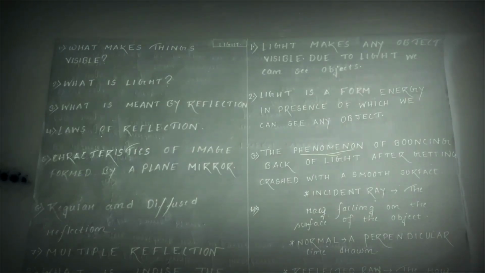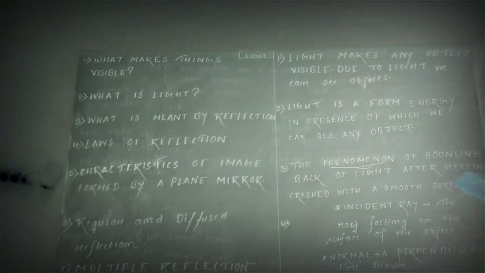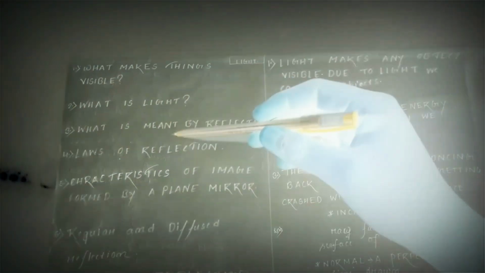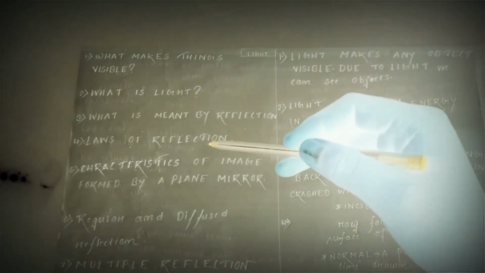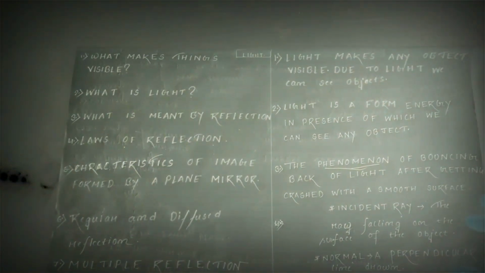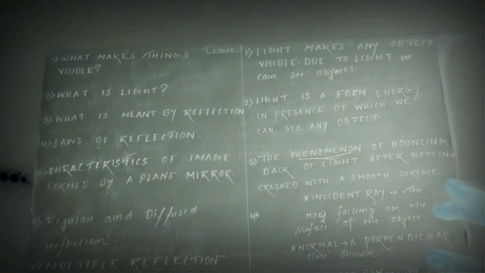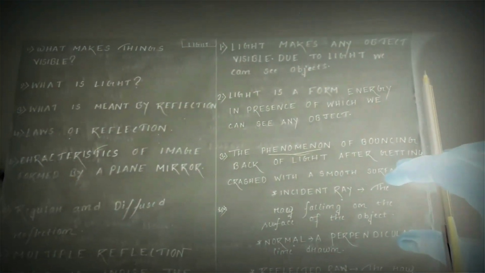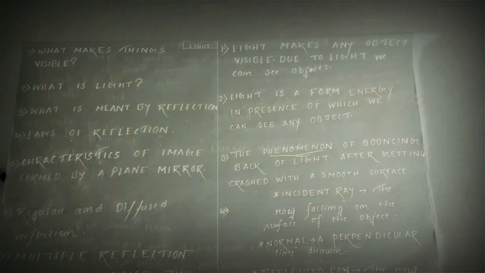So today we are present with the chapter Light of Class 8. Let's have a quick glance at the questions we will be studying today. First question is what makes things visible? What is light? What is meant by reflection? Laws of reflection, characteristics of image formed by a plane mirror. So these are the first 5 questions we will be studying in part 1 of the lesson. So without any delay, let's move on to our lesson.